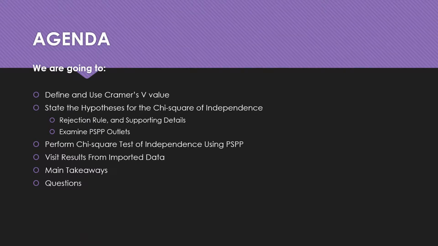The agenda for this lecture is pretty straightforward and is as follows. Define and use Cramer's V-value. State the hypothesis for the chi-square test of independence. Rejection rule, supporting details. Examine PSPP outputs. Perform chi-square test of independence using PSPP. Visit results from the imported data, then takeaways and questions.